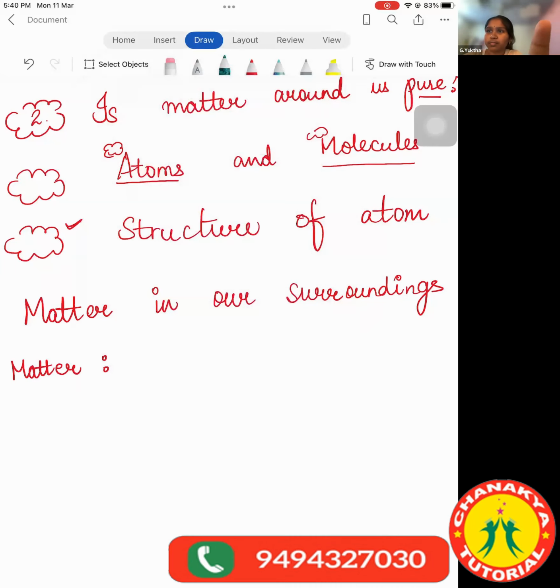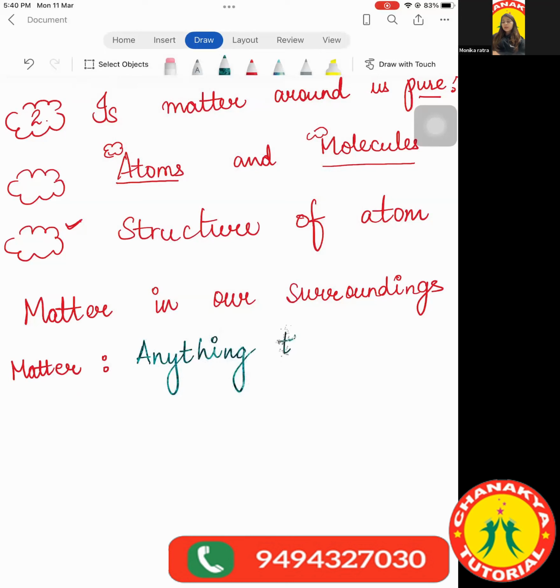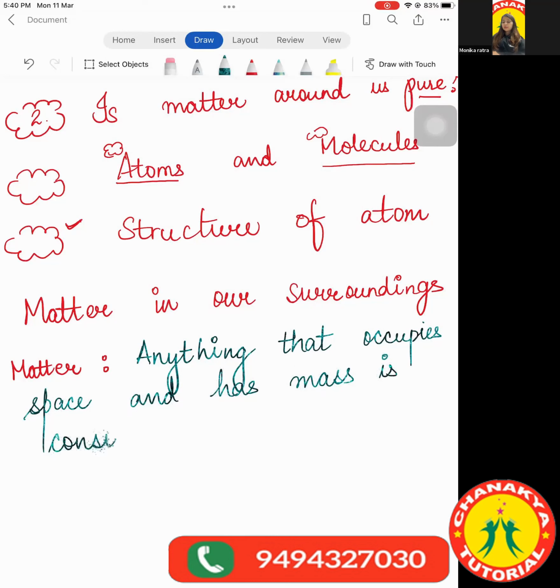Very good. That's absolutely correct. Anything that occupies space and has mass. These two most important things are considered to be matter. Fine.